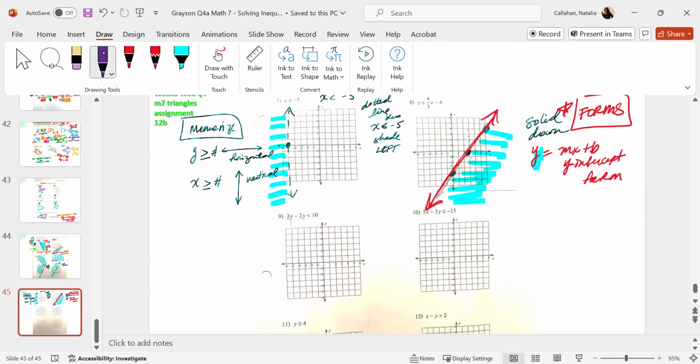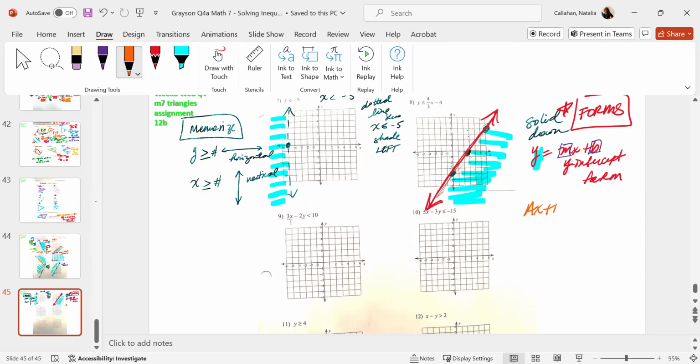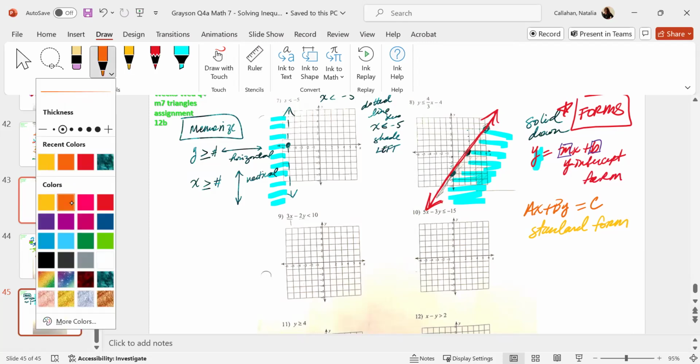And the reason why it's called y-intercept form is because you can tell where the m is and where the b is, right? The y-intercept, correct? The second form we have here is ax plus by, like number 9, equals c. Do you remember what that form is called? Standard form.